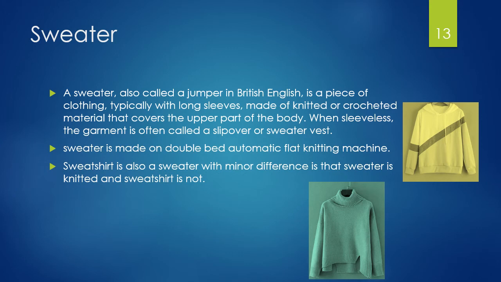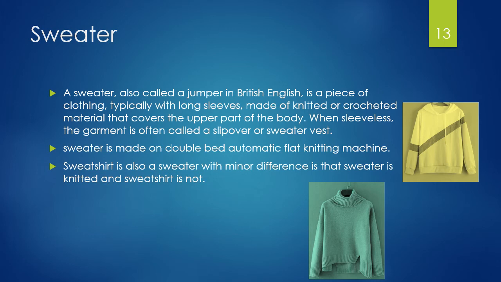Obviously, a sweater is made on double bed automatic flat knitting machines. For texturing on the sweater, we use a double bed machine. It can be made on a single bed machine, but we mostly use the automatic double bed flat knitting machine, because for more designs and more attractive texture, we use a double bed. So mostly sweaters are made on the double bed flat knitting machine.